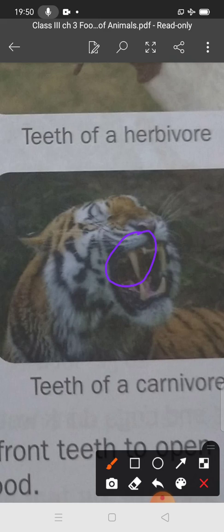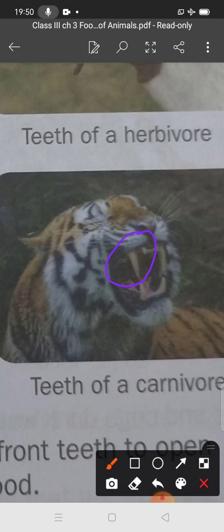So carnivores such as tigers, lions and crocodiles have sharp pointed front teeth that help them to tear the flesh, and they also have broad, flat teeth at the back that help them to chew the food, and they also have a strong jaw.